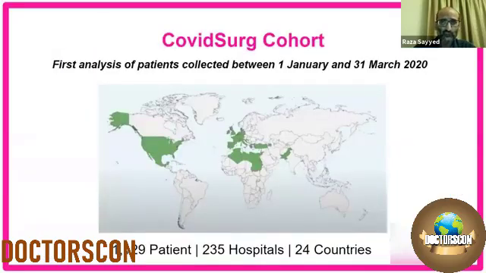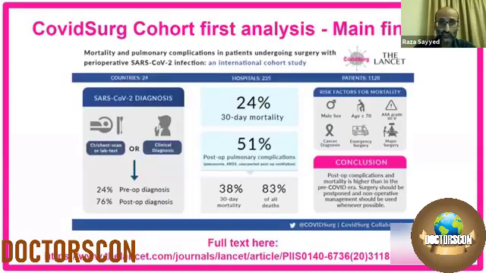The first analysis of COVID Surge Cohort included patients from Pakistan, and we are very proud for the contribution from our country. So 24 countries, 235 hospitals, and more than 1,100 patients with COVID diagnosis were treated. And basically they showed that the 30-day mortality for patients who had perioperative SARS-CoV-2 infection is 24%, which is very high, and the risk of pulmonary complication is almost half.